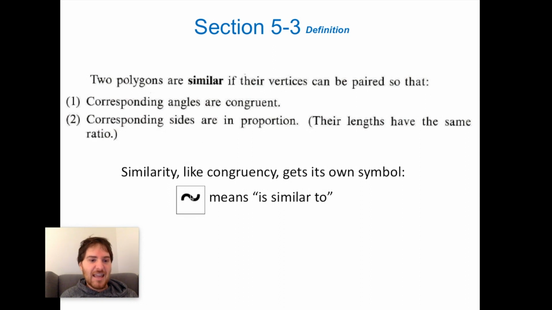It's called a tilde. On your computer, I think the button is right next to your one button. Hit shift, and then you get that. So you actually type this into your computer. I think it's the tilde symbol, but it means is similar to.